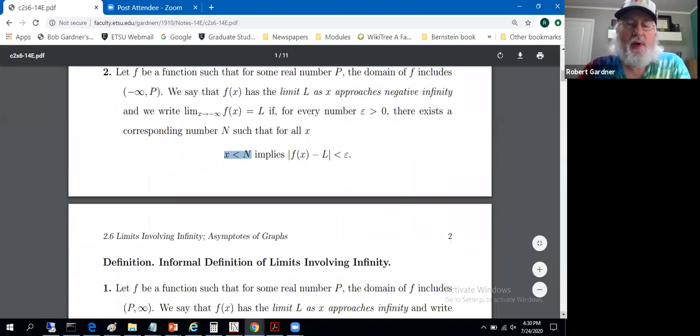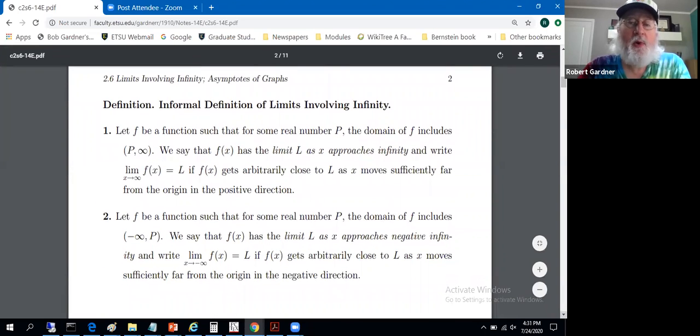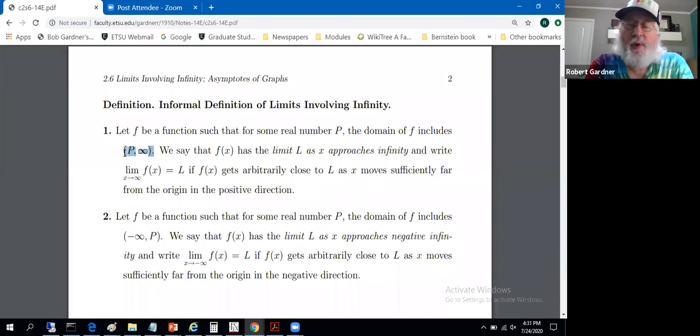So if we wanted to go slightly more informal, sufficiently and arbitrarily, then we'd say something like this. First, the usual setting, let f be defined on an interval p to infinity for some real number p. So f is defined for big positive x values. We say the limit as x approaches infinity of f of x equals L if, informally, f of x gets arbitrarily close to L, that's the epsilon part, as x moves sufficiently far from the origin in the positive direction.